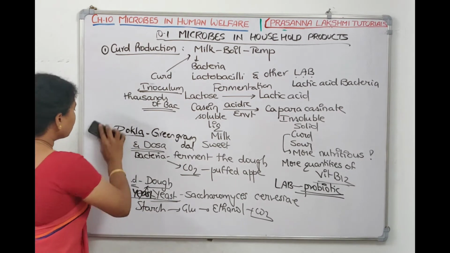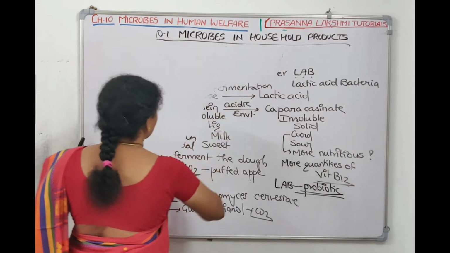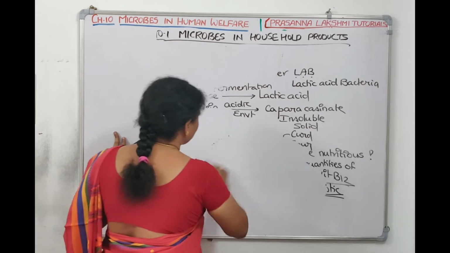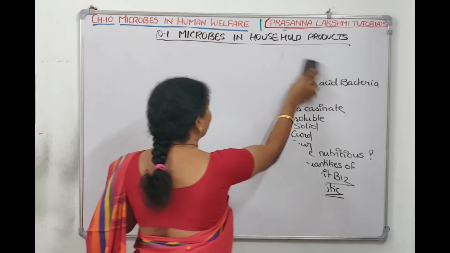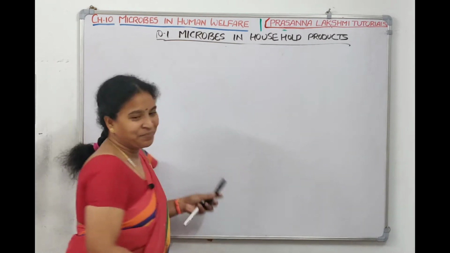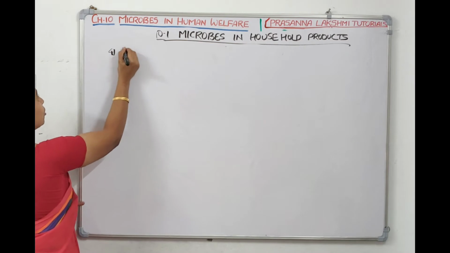Now, the fourth one, what we have to discuss under microorganisms for household products. See, if you have a notion that all microorganisms are pathogenic, disease causing, then remove that from your mind, because microorganisms are producing many products and we are eating them. Now the fourth one, we can talk about toddy.